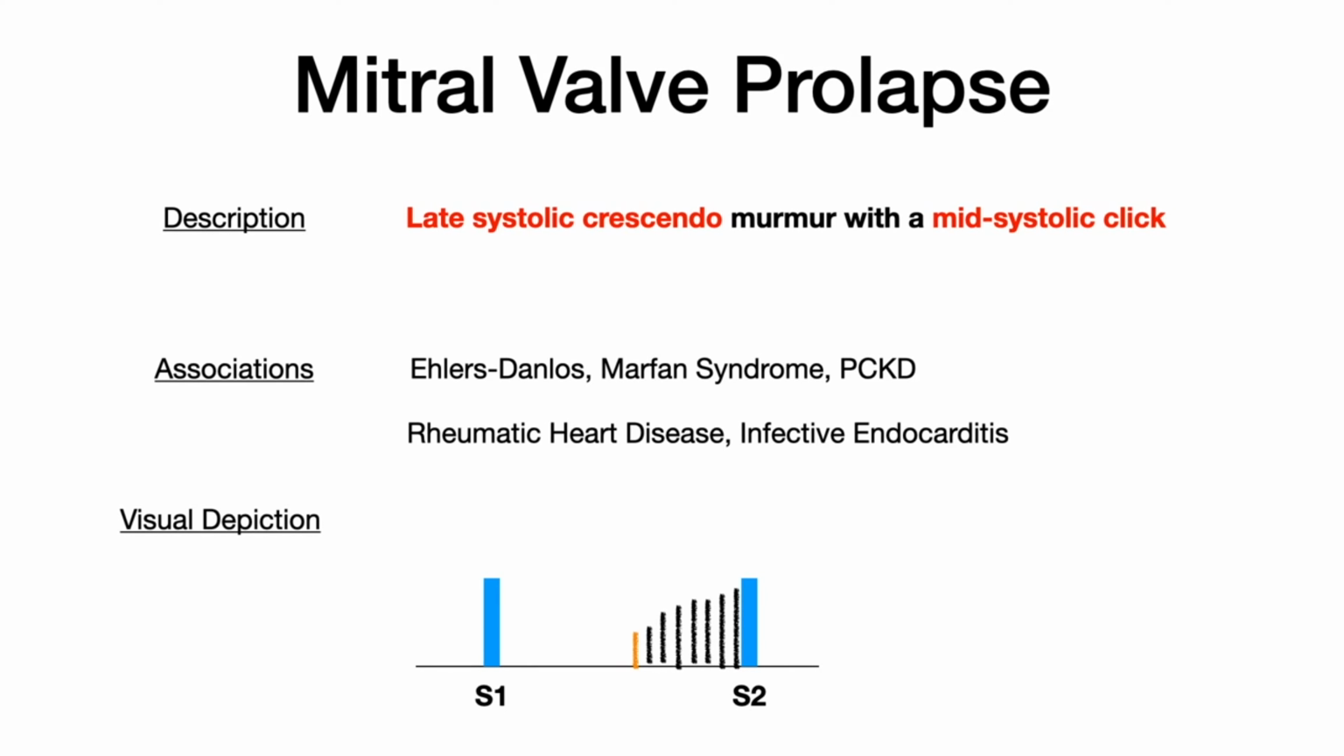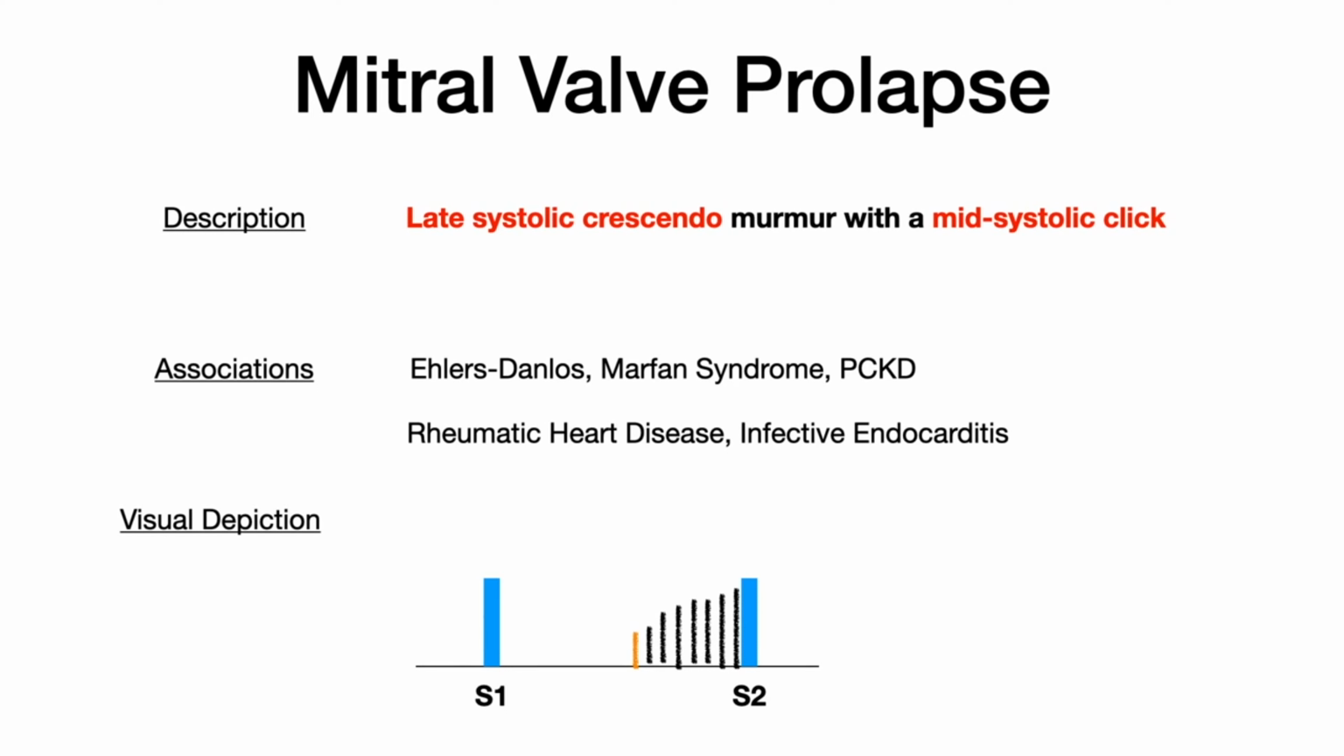It's also associated with less common presentations, which would include osteogenesis imperfecta, Fragile X syndrome, and autosomal dominant polycystic kidney disease, but the high-yield genetic associations are definitely those connective tissue disorders. You also want to associate mitral valve prolapse with rheumatic heart disease and infective endocarditis.